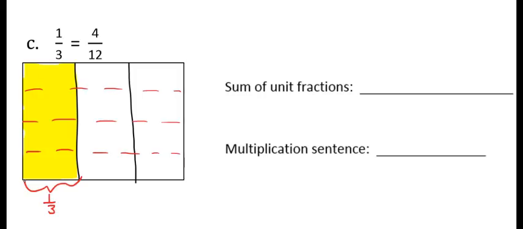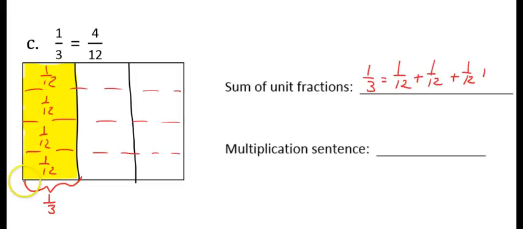Now the shaded part shows me 1/3 is equal to 4 groups of 1/12. We can write that as the sum of unit fractions. 1/3 is equal to 1/12 plus 1/12 plus 1/12 plus 1/12. And as a multiplication sentence, 1/3 is equal to 4 groups of 1/12.